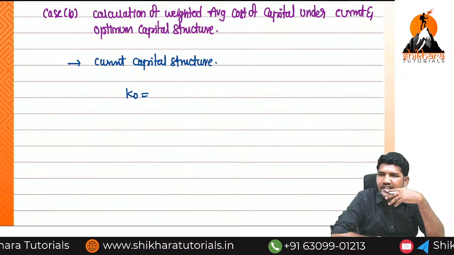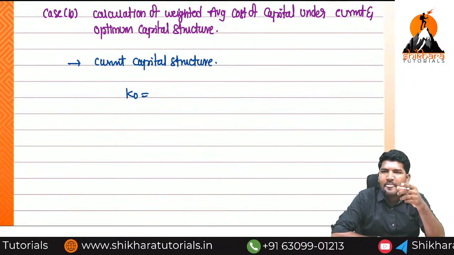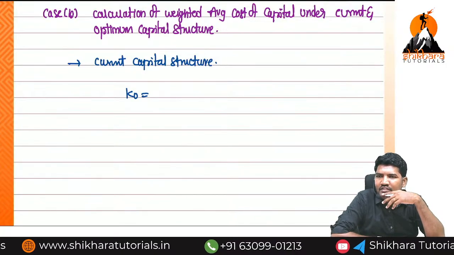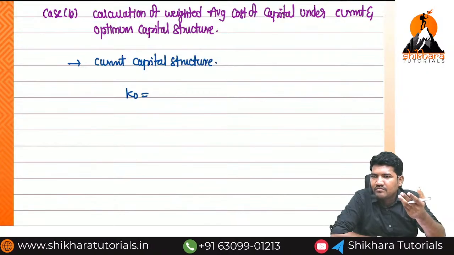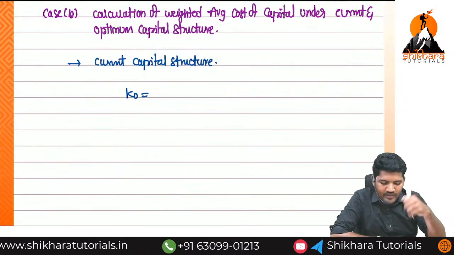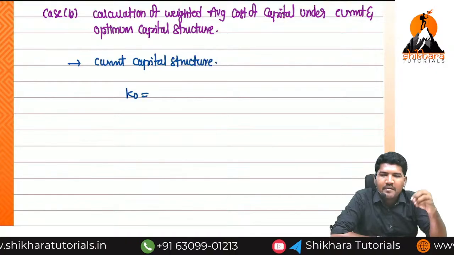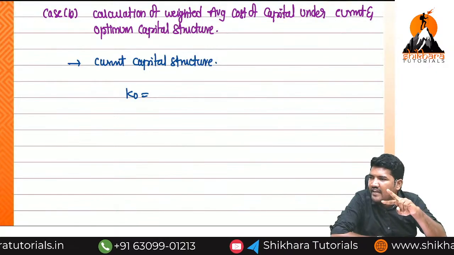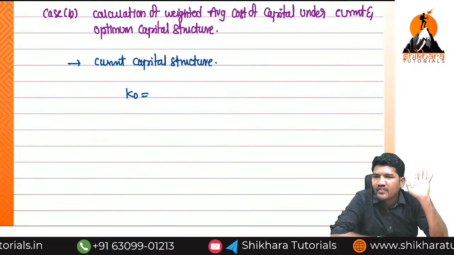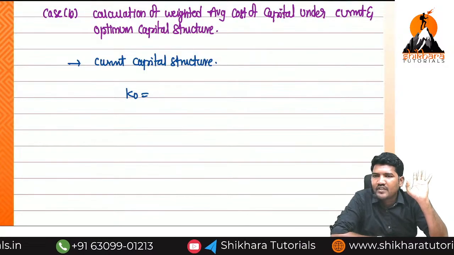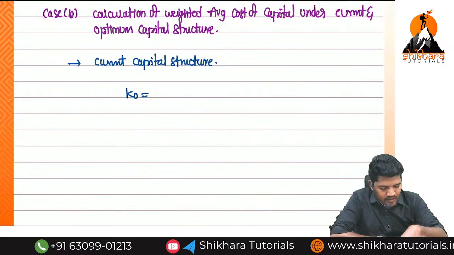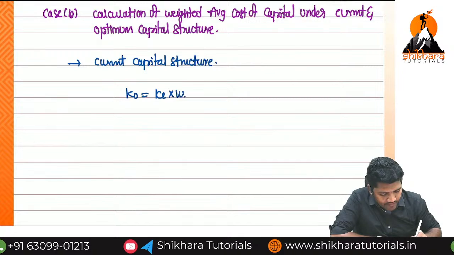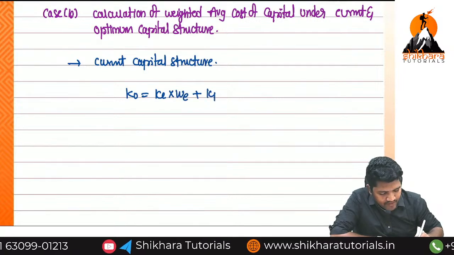Sir, how do you decide? You can observe 30% is debt. What about the 70% of the 100 rupees? Equity. Are you clear, sir? Generally we have 5 sources, but in most standard problems they use only 2 sources, that is equity and debt. Now KO equals cost of equity into weight of equity plus cost of debt into weight of debt.